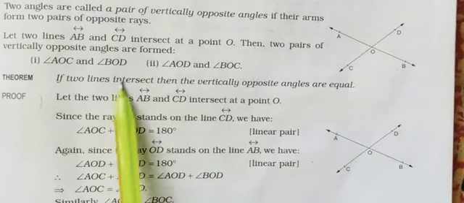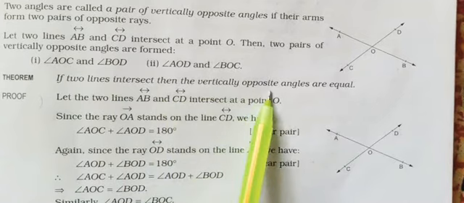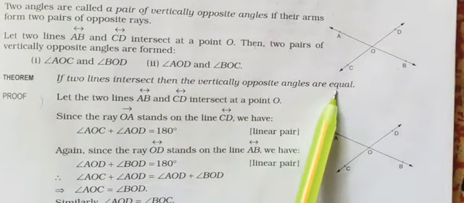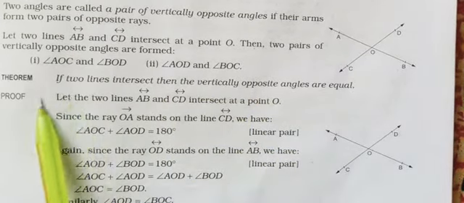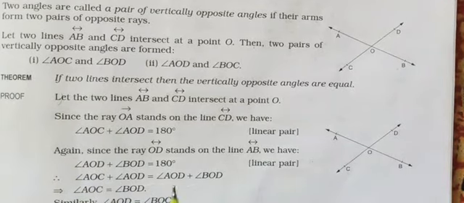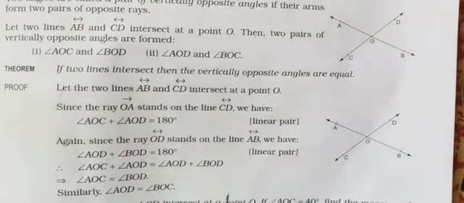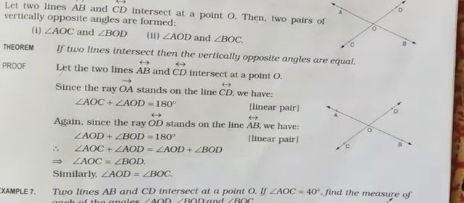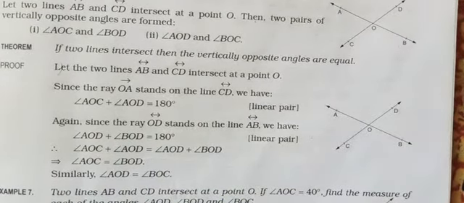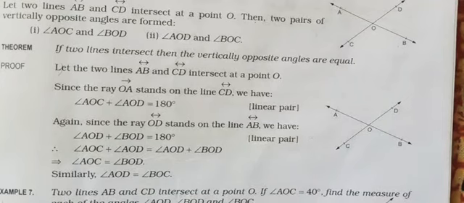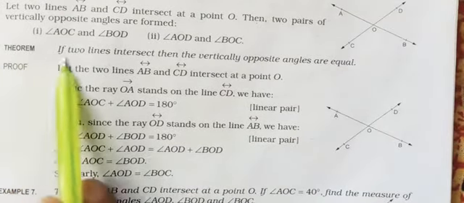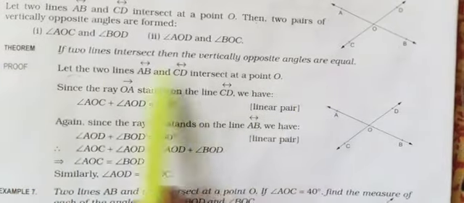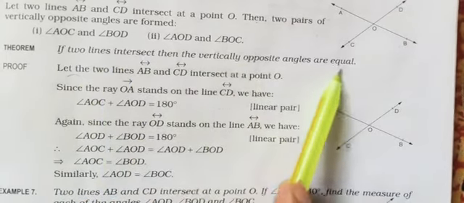Here is the theorem: if two lines intersect, then the vertically opposite angles are equal. The theorem is given here and the proof is already given in your book. Okay, you just read the proof from your book. You have to read it to understand that, and you have to remember these statements, this theorem statement, very carefully.